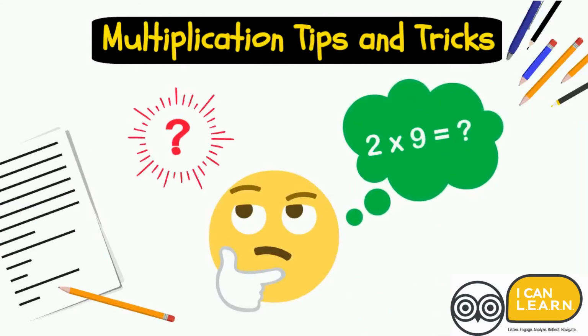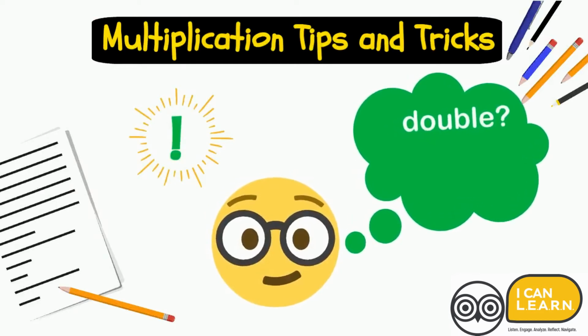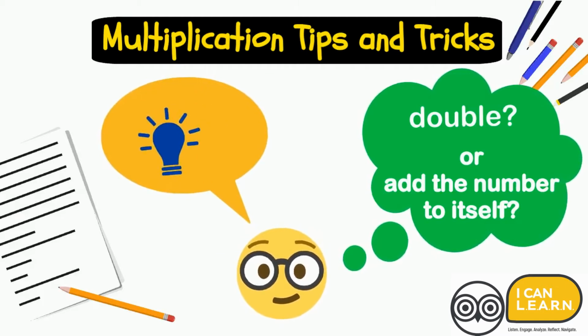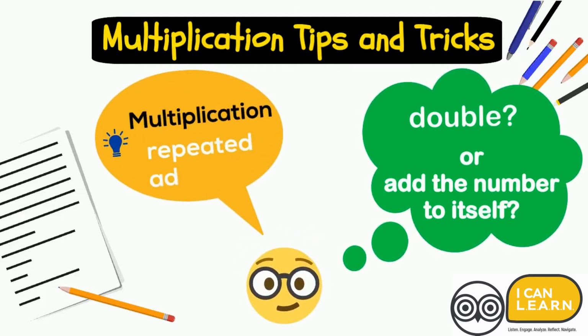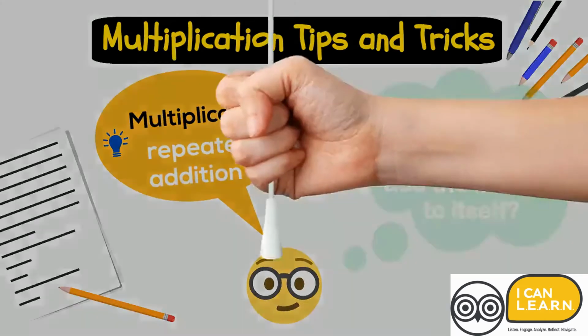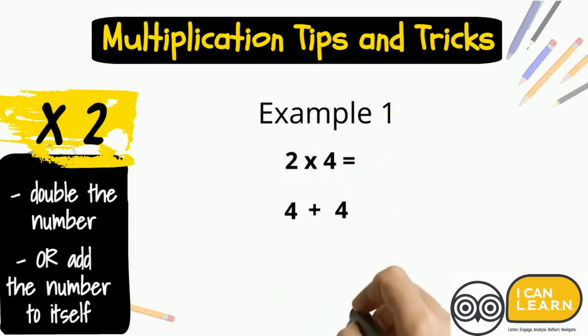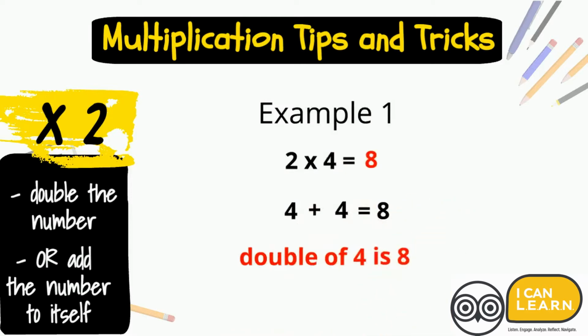When multiplying a number by 2, you just need to double the number, or you can just add the number to itself. Yes, just add the number to itself. Remember, multiplication is just repeated addition. For example, 2 times 4 equals 4 plus 4 equals 8. The double of 4 is 8.